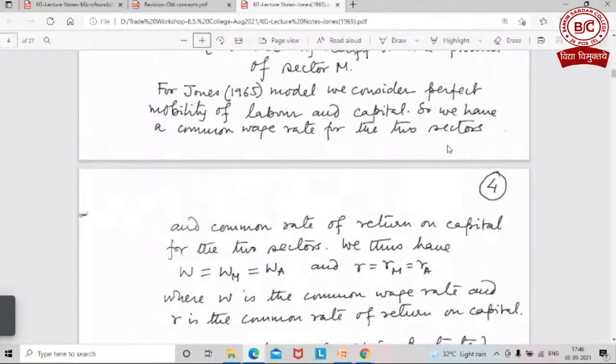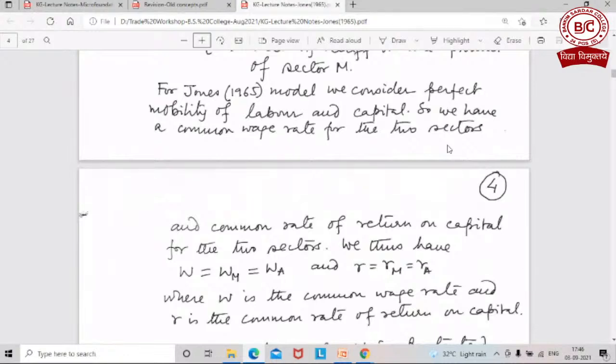Neither shall we denote the manufacturing wage rate by WM, nor the agricultural sector wage rate by WA. Rather, we shall use the common notation W, because the manufacturing sector wage rate and the agricultural sector wage rate are the same. It's not that one is more lucrative, because labor can move freely. Labor will always move where the wage rate is high.